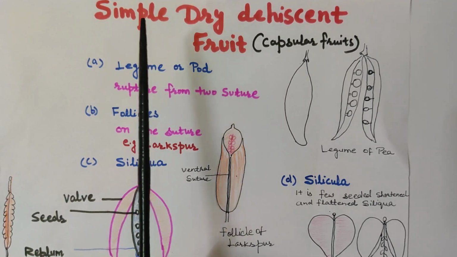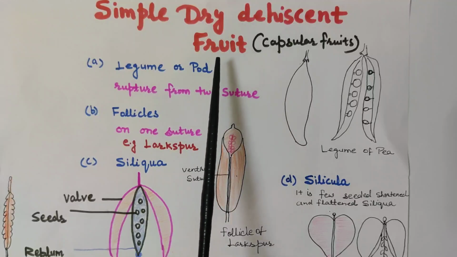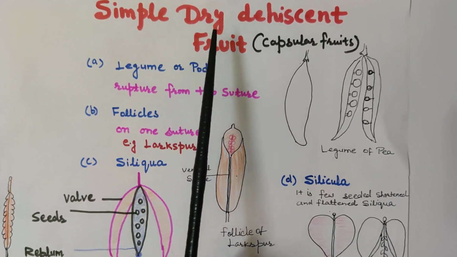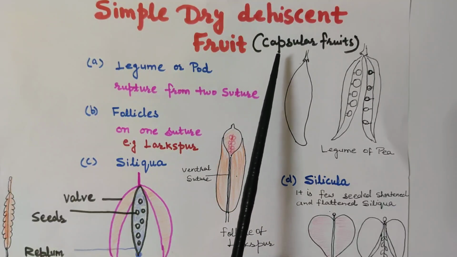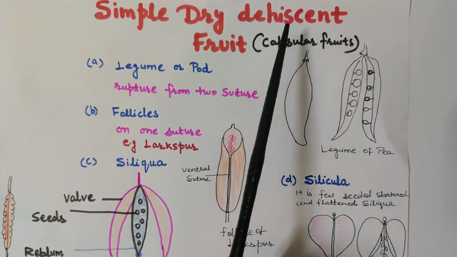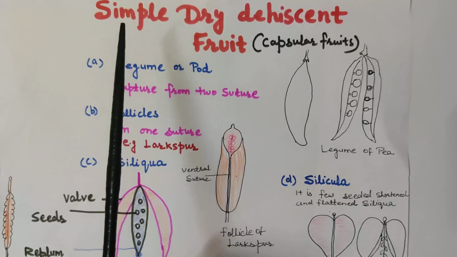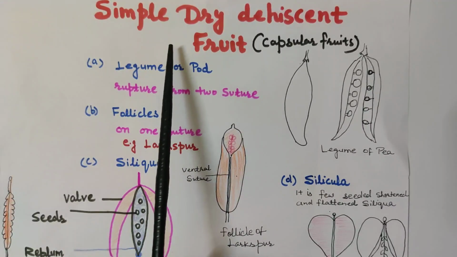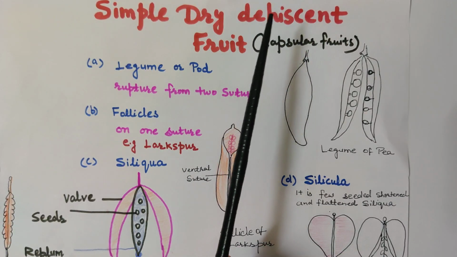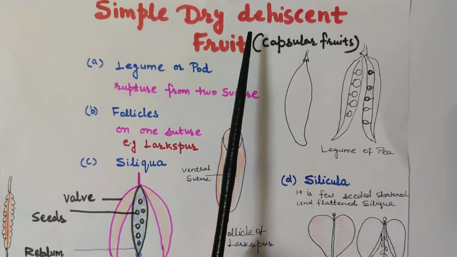In this video, we will discuss simple dry dehiscent fruits. Another name we can use for them is capsular fruits. Simple dry dehiscent fruits are those fruits which develop from the ovary of a single flower and which rupture on their maturity to release their seeds.